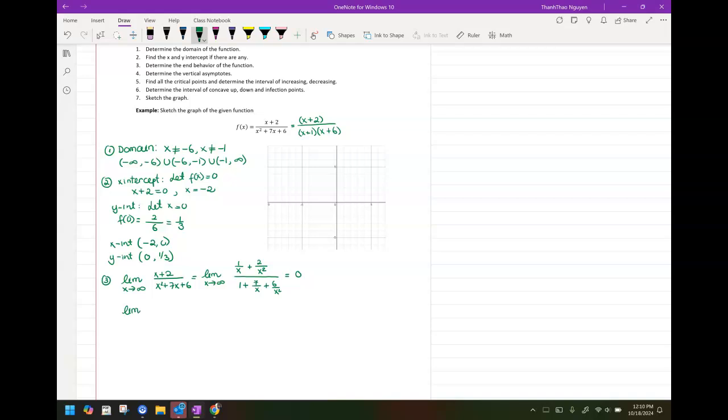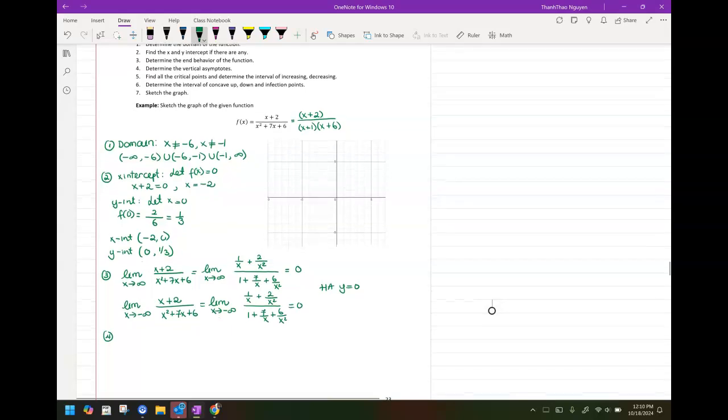What happens if x approaches negative infinity? We still have 1 over x plus 2 over x squared divided by 1 plus 7 over x plus 6 over x squared. This still goes to 0. This implies that we have the horizontal asymptote of y equals 0.